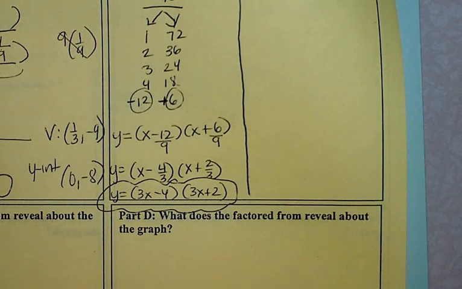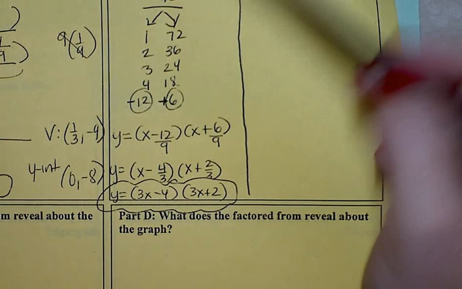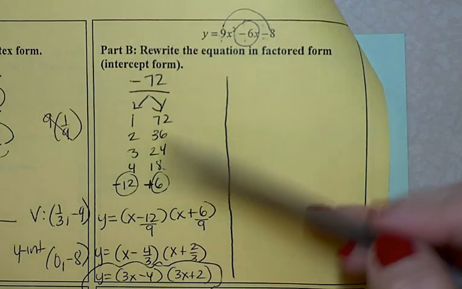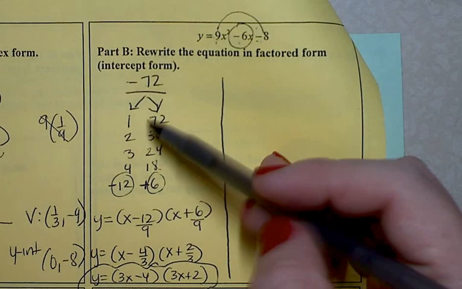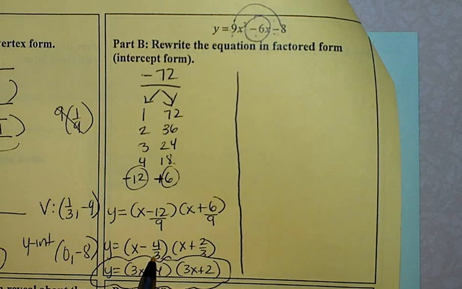So what are the x-intercepts? That's the nice point of having something in factored form, intercept form. You can easily identify the x-intercepts. One x-intercept is positive 4/3 and one is negative 2/3.